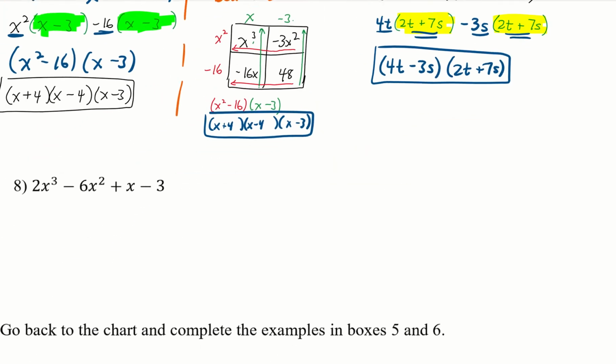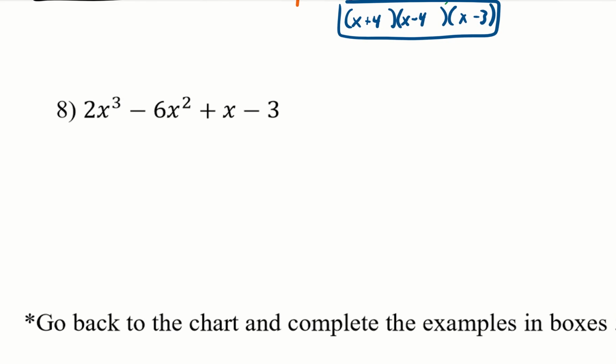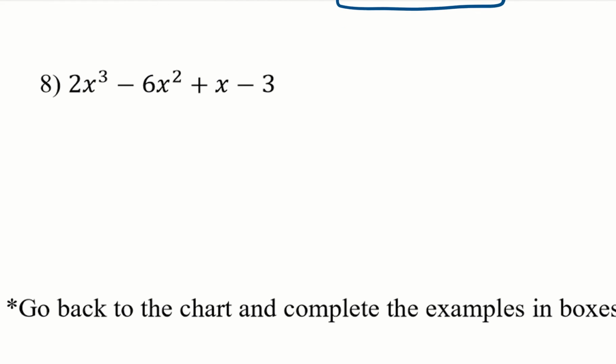All right, one more example, and then we will move on. So in this one, again, you've got 4 terms. There is not anything that they all have in common. So we're going to group. We'll group the first 2. We'll group the last 2.